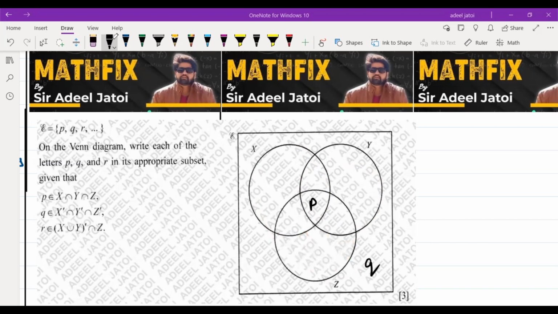So we can only write down R here. Because this represents X union Y, outside X union Y is the complement, obviously, and intersection Z means inside Z. The common part is this only.